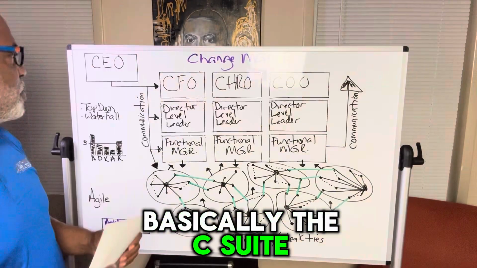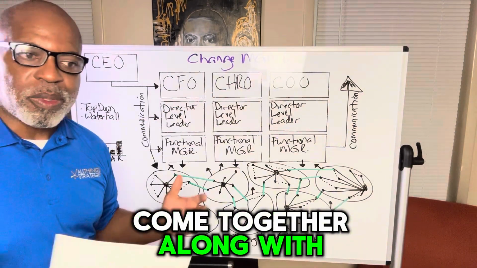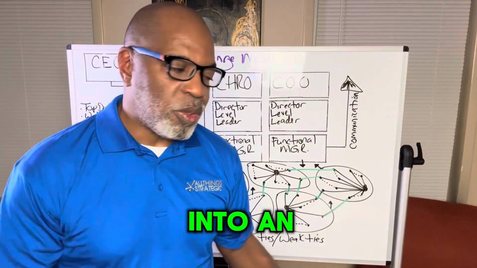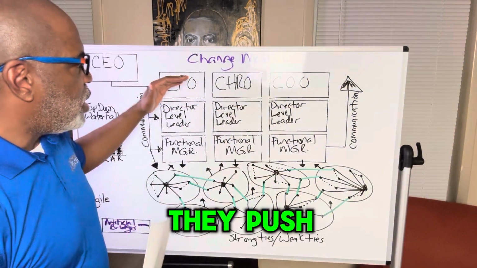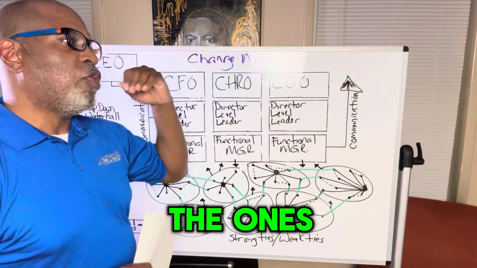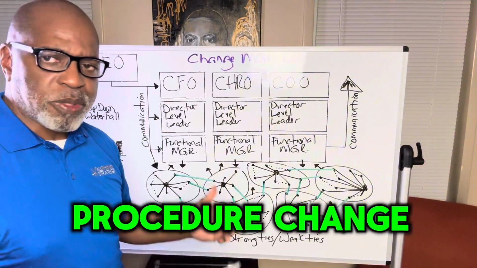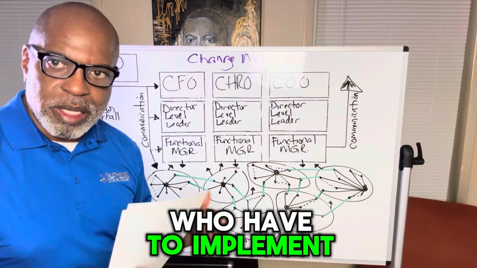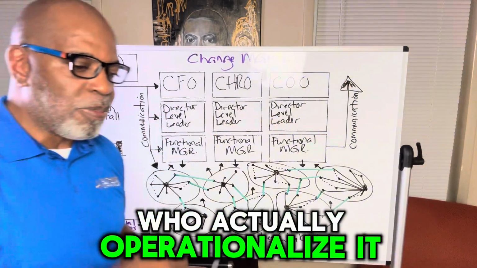Basically, the C-suite, the CEO, the CFO, the CHRO, and the COO come together along with other peers and decide on a new solution to implement into an organization. Once they agree that they want to move forward with this, based on the research they've done, they push that information down to the director level leaders. These are the strategists, or the ones who have strategic foresight in the organization, and they push the new technology, process, procedure, or change initiative down to director level leaders who have to implement it at their level. And the director level leader pushes it down to the functional managers, who actually operationalize it in the actual business units.